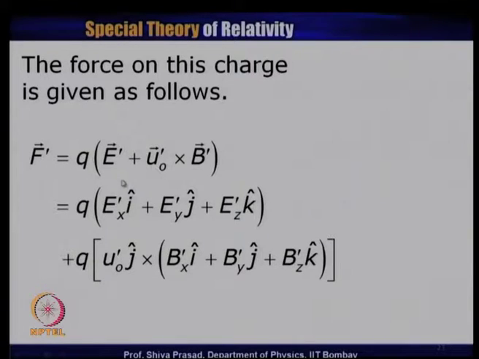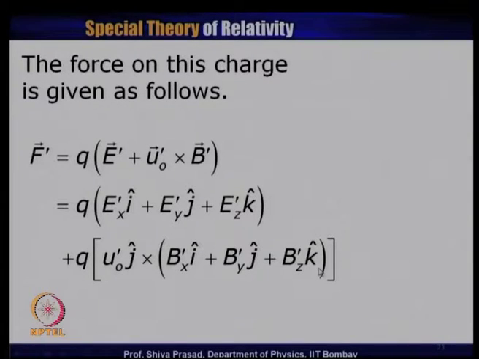This first electric field term I have written in component form: Ex prime i plus Ey prime j plus Ez prime k. u naught prime I realize is purely in the y direction. So, I have written u naught prime j cross this B prime, again in component form: Bx prime i plus By prime j plus Bz prime k. Then I will expand this cross product and write all these terms just like before, then take out the x component of F prime, the y component and the z component of F prime just like before.